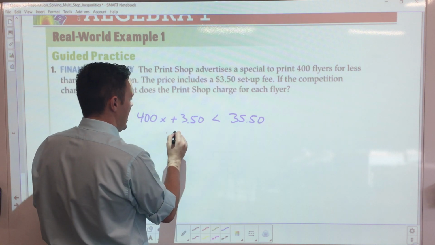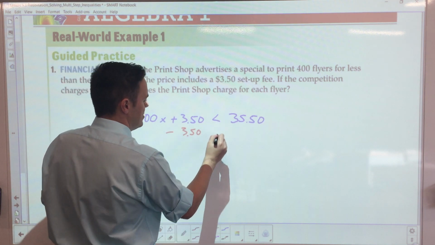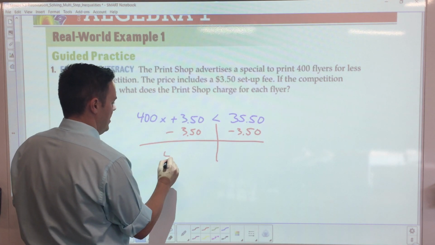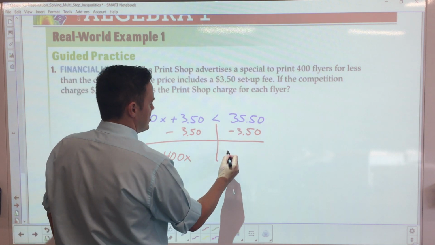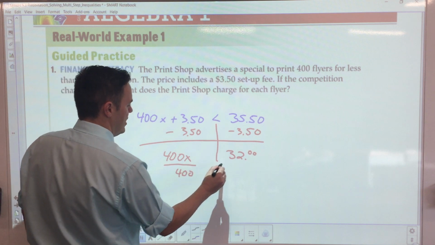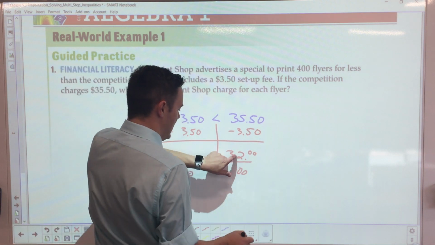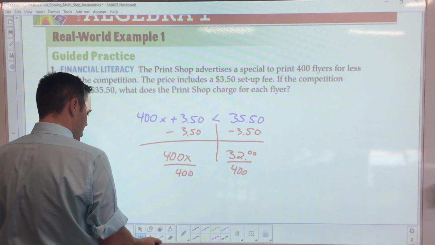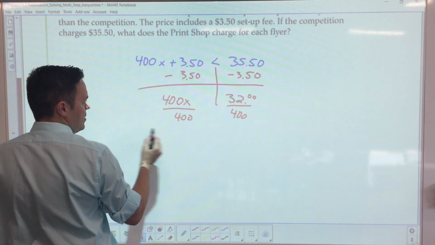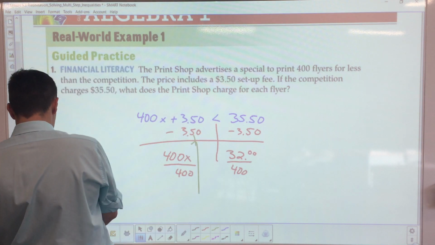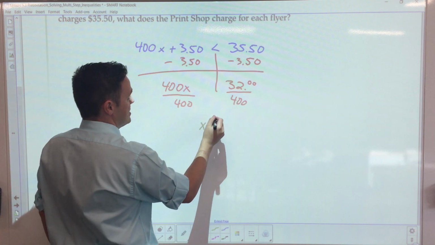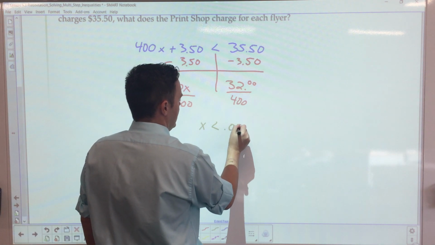Okay, let me subtract $3.50 from both sides. All right, you do that setup, the 400x, this would be $32 even. Then you divide both sides by 400. If you put this into a calculator and get it out, ladies and gentlemen, you will get an equation. The setup would be, whoops, sometimes my board acts up. It would be x is less than 0.08.